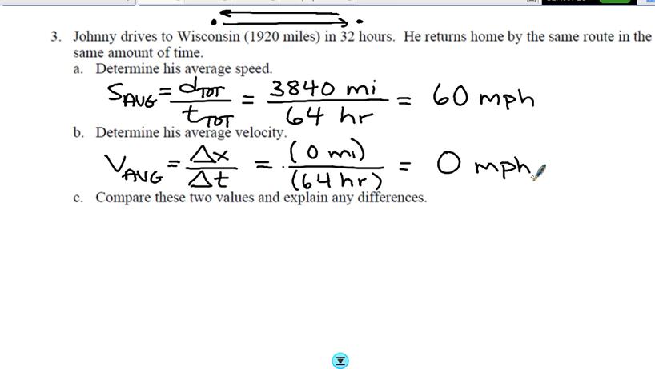And all that means is that if the object is in motion and has an average velocity of 0 miles per hour, that the object has returned back to where it started. So some of the motion was positive, some of the motion was negative. The average works out to be 0. So these two values are different because speed does not take into account direction, whereas velocity does take into account the direction. So make sure you use these formulas when calculating average speed and velocity.